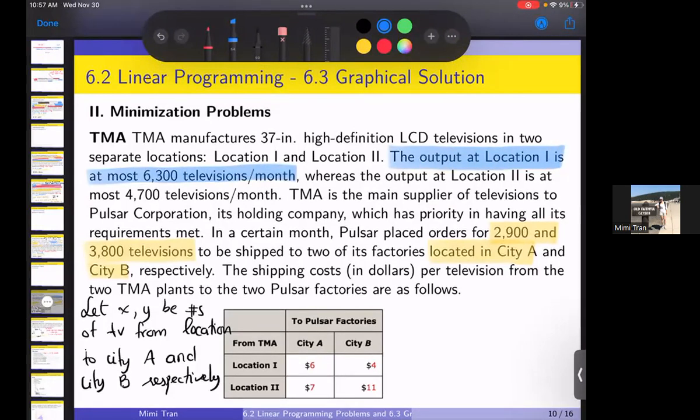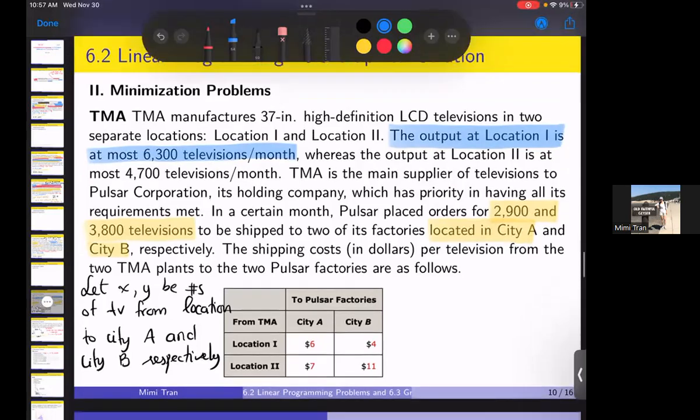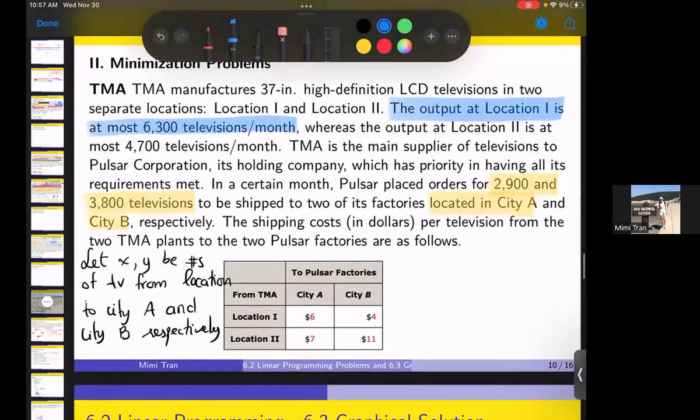The output of TV from location one is at most 6,300 televisions. How many TV are being produced in location one? Read your hint. I'll give you a hint. That's why I write it there, just to keep reminding you of the number of TV from each location. How many TV are being made in location one? That's up to.